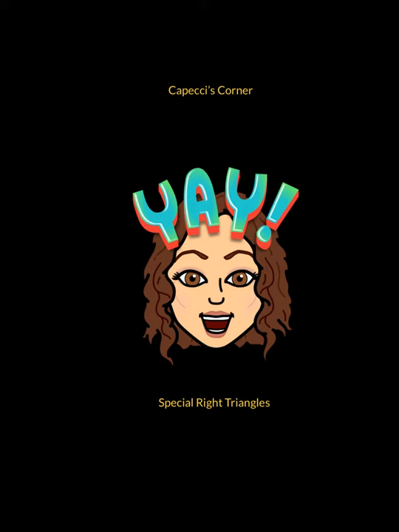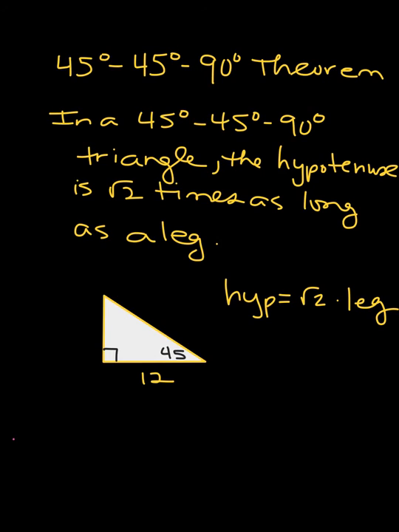Today in Capechi's Corner, we're going to look at special right triangles. We're going to start by looking at the 45-45-90 theorem. What this states is, in a 45-45-90 triangle, the hypotenuse is root 2 times as long as a leg. The 45-45-90 stands for the measures of the angles. So two of the angles are 45 degrees and one is 90 degrees.